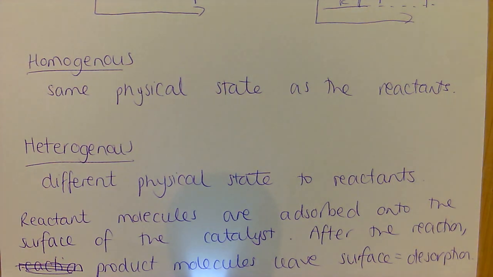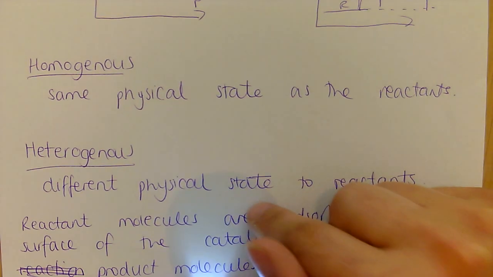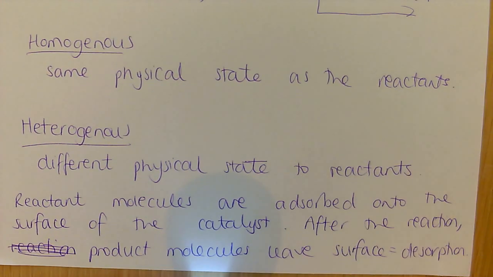So what happens in a heterogeneous catalyst is that the reactant molecules are adsorbed, that is just a posh word for weakly bonded, onto the surface of the catalyst. And then after the reaction's finished, the product molecules will leave the surface of the catalyst, and that's called desorption. Most of the examples of catalysis that you will think of are this second one. So catalytic converters in cars, the Haber process, the contact process, they all involve heterogeneous catalysts where they're in a different physical state.